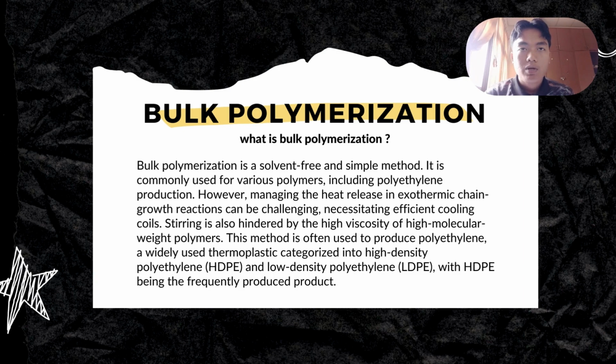What is bulk polymerization? Bulk polymerization is a solvent-free and simple method. It is commonly used for various polymers, including polyethylene production. However, managing the heat release in isothermic chain growth reaction can be challenging, necessitating efficient cooling coils. Stirring is also hindered by the high viscosity of high molecular weight polymer. This method is often used to produce polyethylene, a widely used thermoplastic categorized into high density polyethylene (HDPE) and low density polyethylene (LDPE), with HDPE being the frequently produced product.